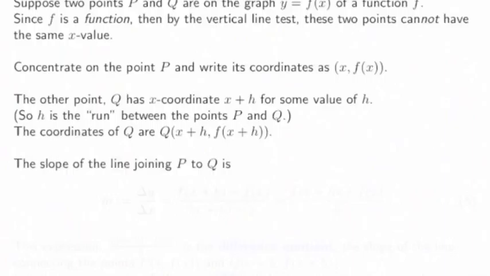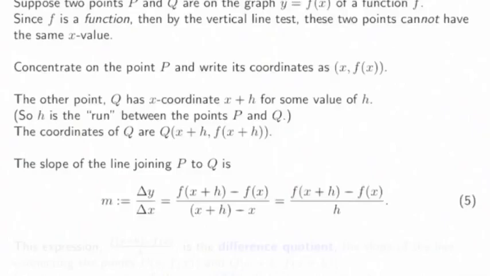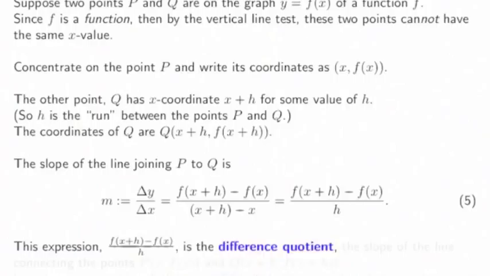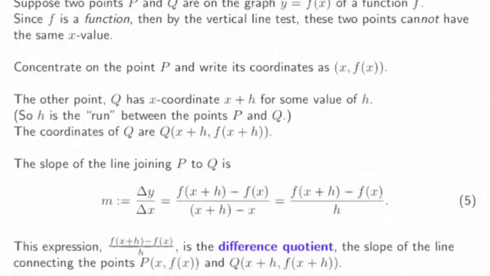The slope of the line joining P to Q is the ratio of the rise to the run, change in y over change in x. The change in y is f of x plus h minus f of x, that's the y value of Q minus the y value of P, over x plus h minus x, that's the x value of Q minus the x value of P. The denominator simplifies to h. The numerator does not simplify. So we have this formula. That expression, f of x plus h minus f of x all over h, is sometimes called the difference quotient. It's the slope of the line connecting this point P to that point Q. It is also called the average rate of change, or ARC, of the function f of x between those 2 points.